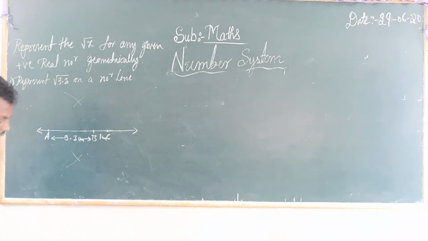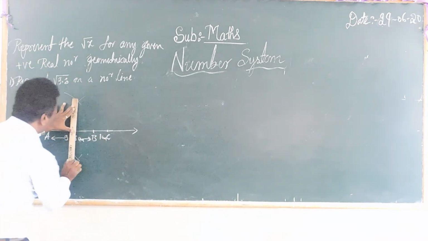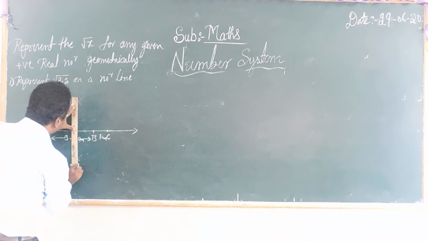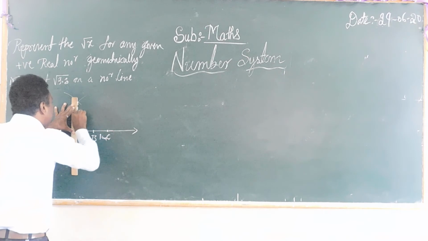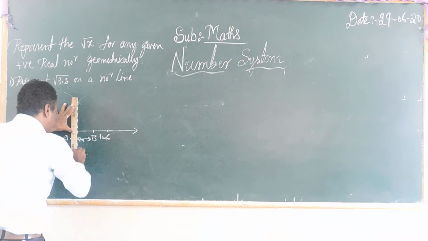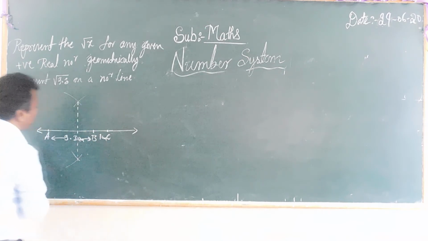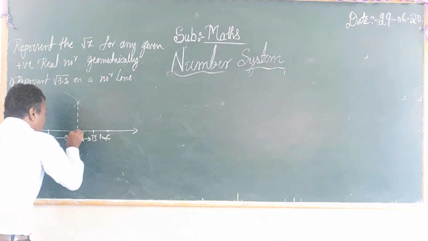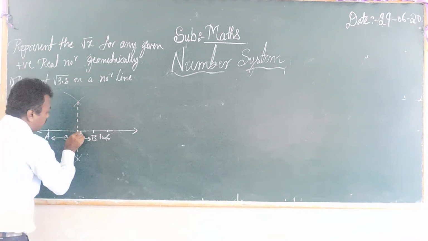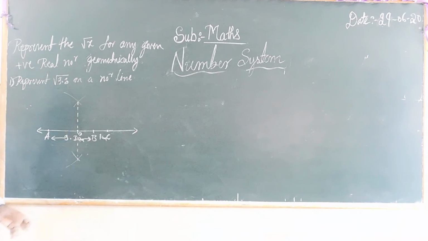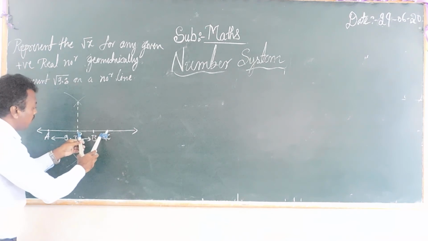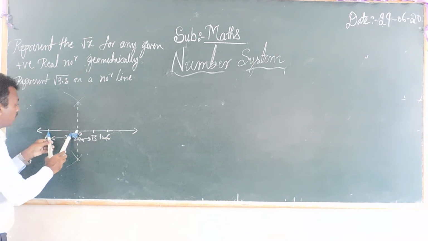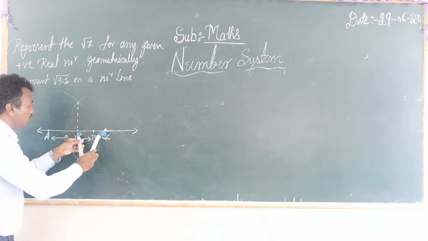Now we have to join these two intersecting lines in a dotted line. Now this mark is a midpoint, that is called O. Now AO and OC are the same length.